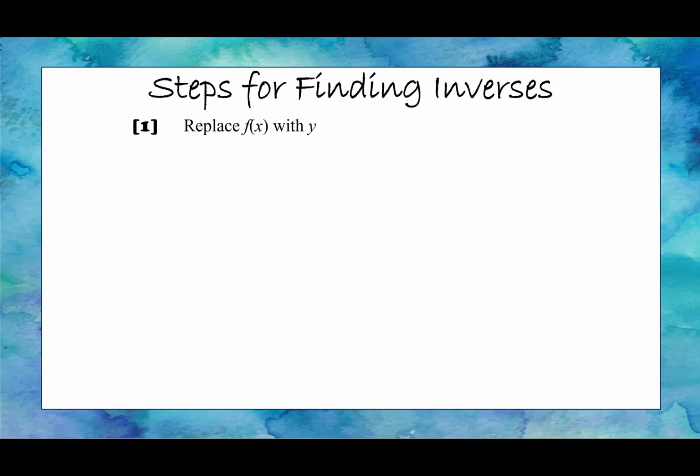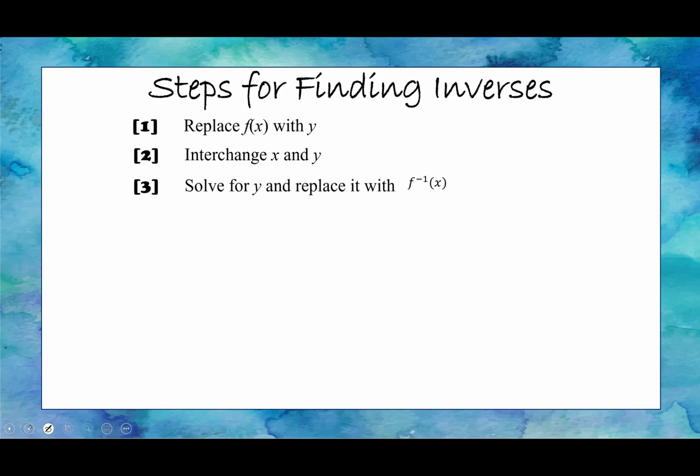What are the steps for finding inverses? Well, the first step is going to be just to replace f of x with y. The second step is going to be to switch or interchange your x and y. And your third step is just going to be to solve for y and to replace it with f inverse of x. So let's actually try that with the functions that we were talking about.